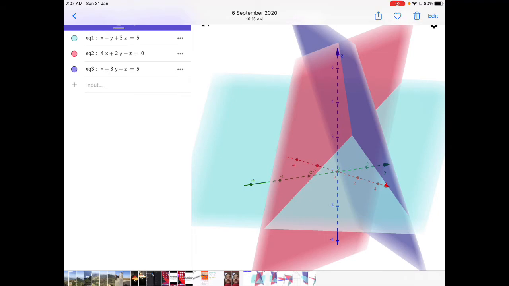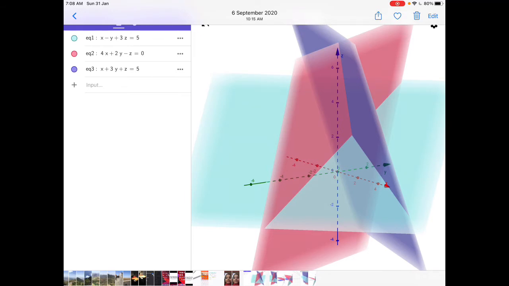And the third equation, which is shown in blue. The first equation was shown in some light blue, or we can say light green color. The second equation is a light red color: 4x plus 2y minus z equal to 0. And the third equation is x plus y plus z equal to 0.